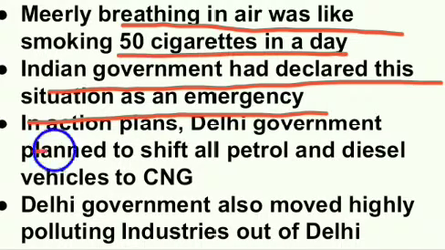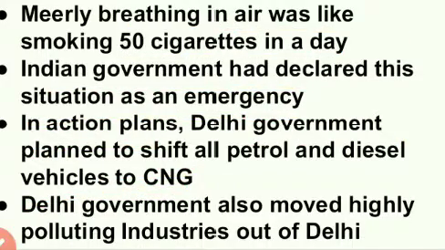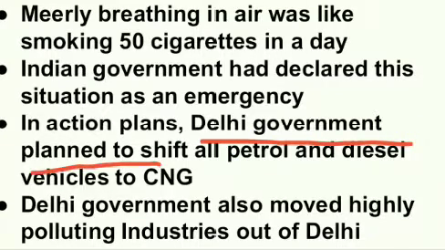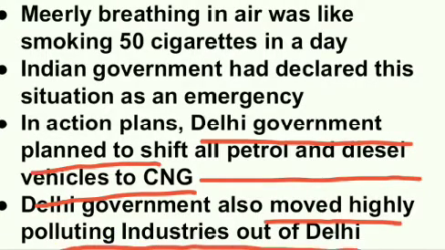As a result, in the action plans, the Delhi government planned to shift all petrol and diesel vehicles to compressed natural gas, that is CNG, and it was the first time in India that CNG was introduced for public transport effectively. The Delhi government also shifted highly polluted industries out of Delhi. So these are the steps taken by the Delhi government to reduce the situation.